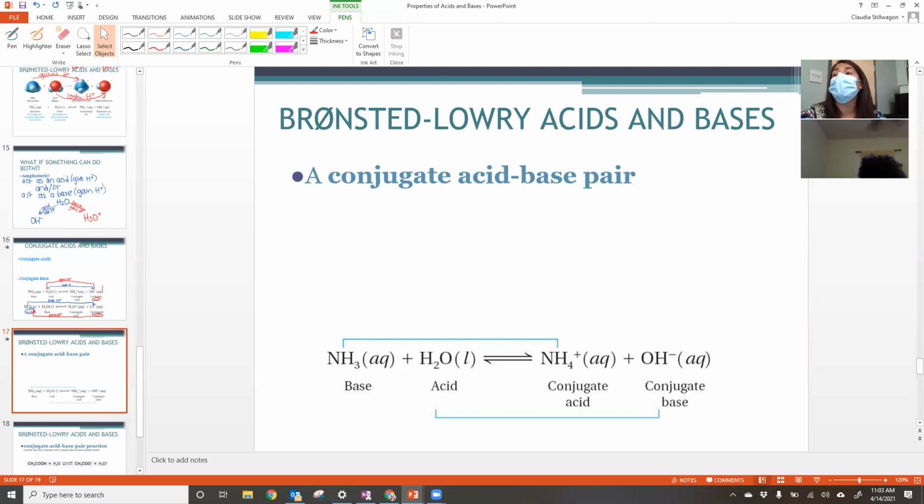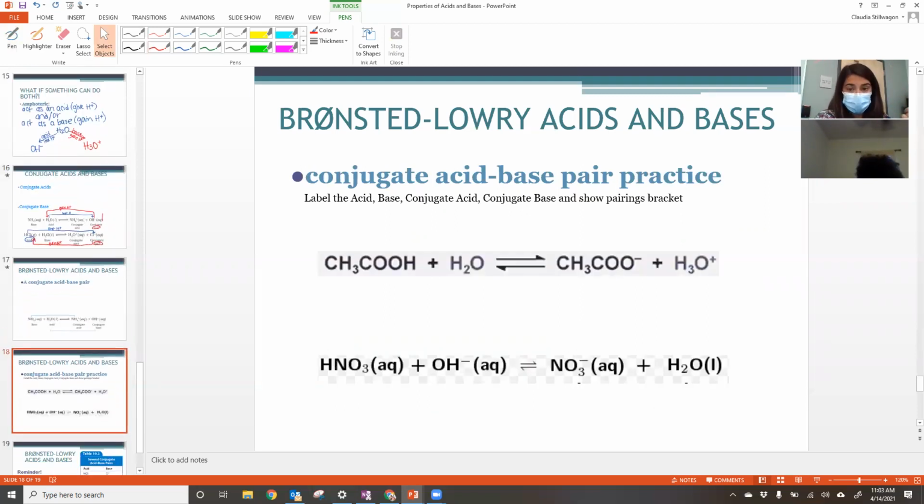So this is a skill that you will need to do for this unit. You will need to label bases and acids. You will need to label conjugate acids and conjugate bases. And you will need to show the pairing with those blue lines. So you have 2 examples here. I want you to label what's your acid, what's your base, what's your conjugate acid, what's your conjugate base, and then show the little pairings. So think about what the definition of an acid is, what the definition of a base is, and go for it. You got this.